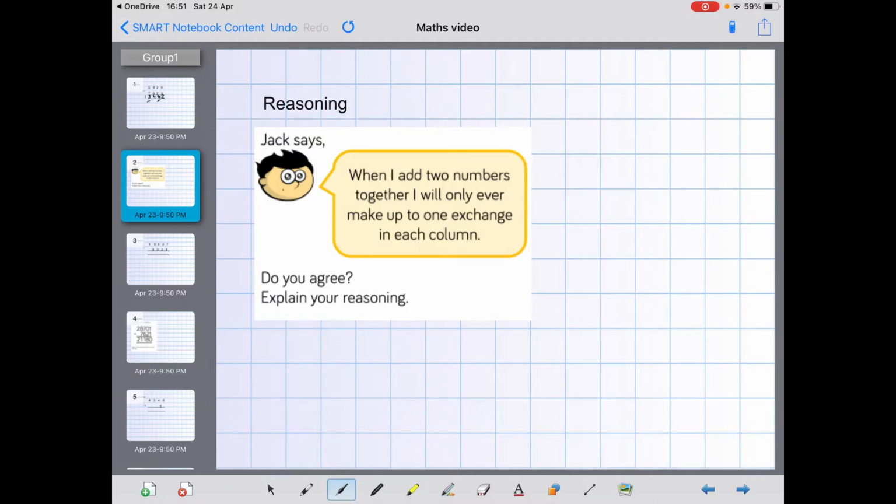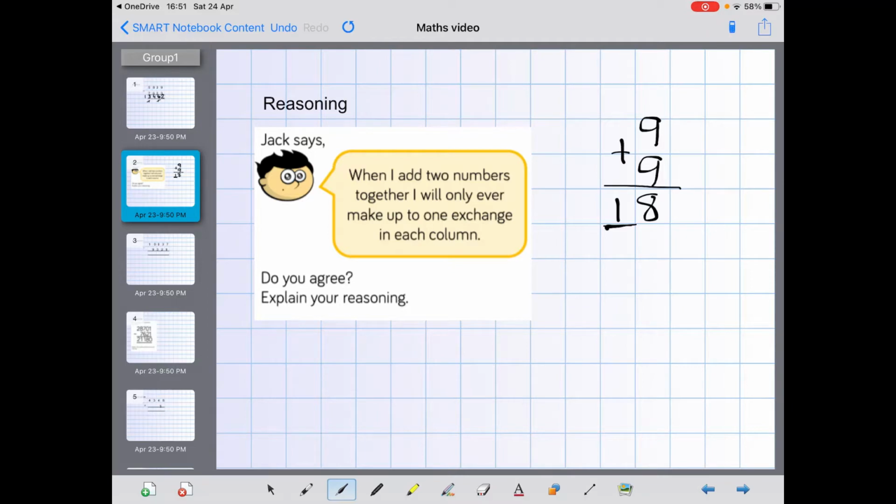So what we need to do there is we need to look at our 2 biggest digits and have a go at adding them together. If we were to add 2 numbers using the column method, the biggest digits that we could possibly add together would be 9 and 9, which would give us 18. So therefore, the biggest digit that I would be carrying over into the next column would be a 1. This shows that Jack is correct.